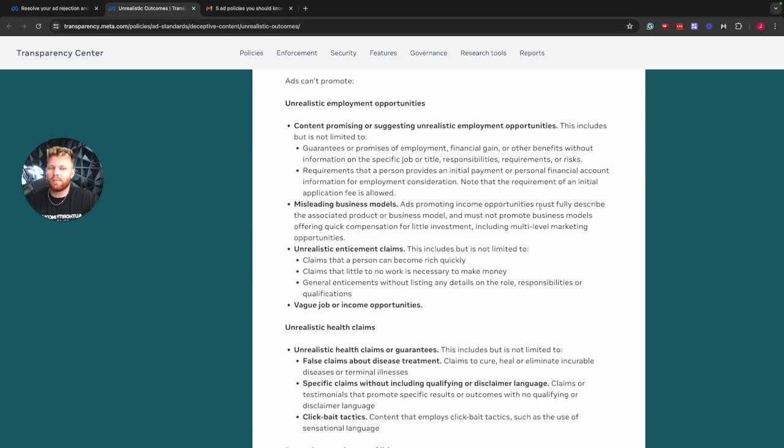Ads promoting income opportunities must fully describe the associated product or business model and must not promote business models offering quick compensation for little investment. So a big thing is MLM opportunities always get flagged. But the way around it is you just transition the wording. Instead of saying, hey, I run an MLM, come work with me, you don't want to say that. You say this new opportunity is helping people quit their 9-to-5 and work for themselves.